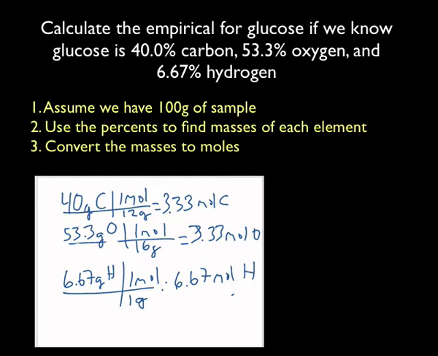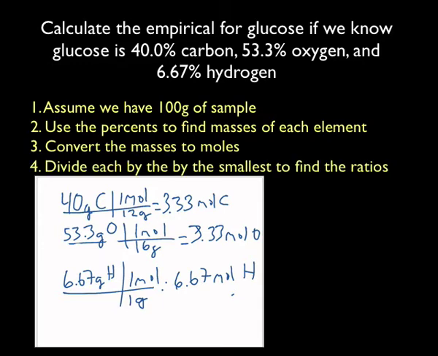Once we know the number of moles, we need to find the mole ratio. In order to find the mole ratio, we take each of these and divide them by the smallest. So, I'm going to take 3.33 moles of carbon divided by 3.33, and I get 1 for carbon. Do the same thing for the oxygen, and I get 1 for the oxygen. Do the same thing for the hydrogen, 6.67 divided by 3.33, and I get 2 hydrogen.